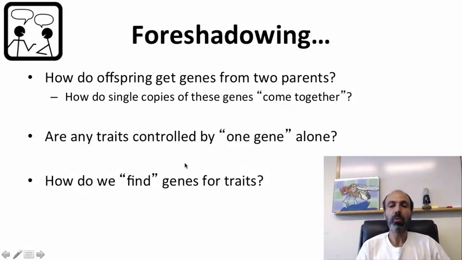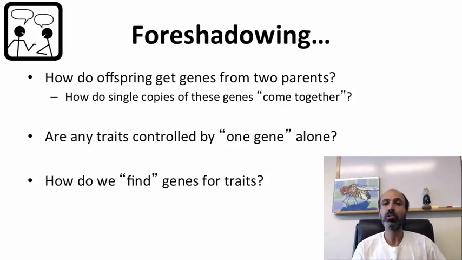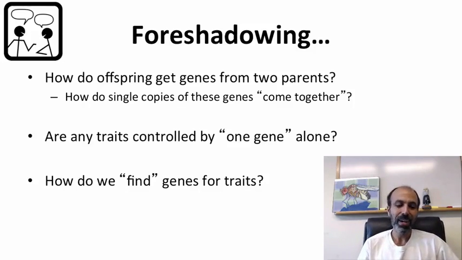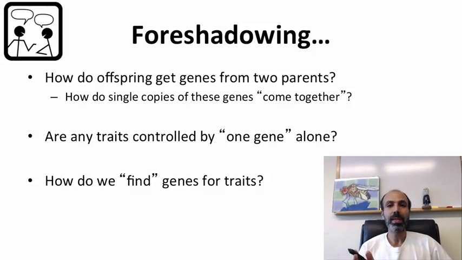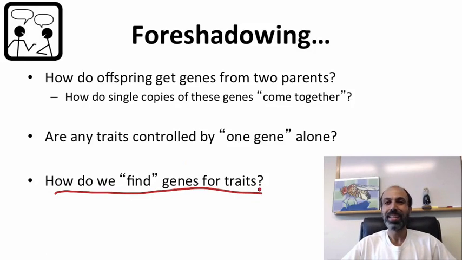And are traits controlled by one gene alone? Is there a single eye color gene? Is there a single diabetes gene? Is there a single cancer gene? Things like that. Or are there many genes that contribute to these traits? You can probably guess the answer to that one is the second. And finally, and this is what I hope to be getting to by the end of the genetics section, how do we find genes associated with traits? So we'll come back to these points, and I hope you'll join us. Thank you very much.